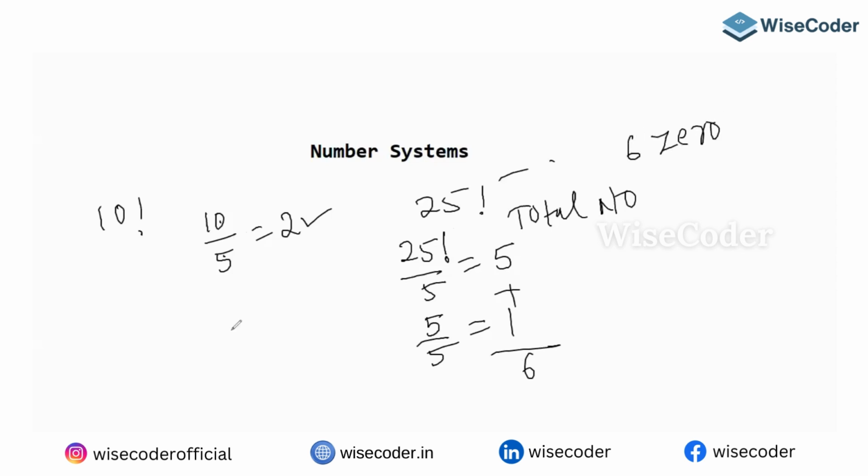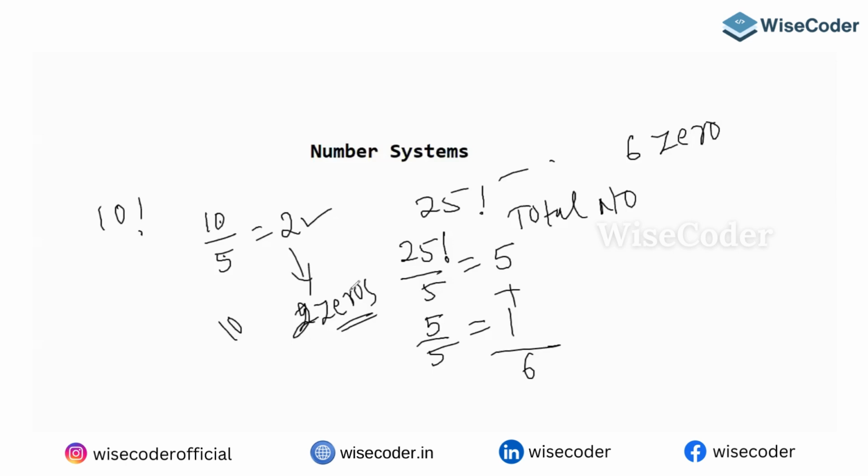At the end of 10 factorial, there are 2 zeros. Are you getting my point? So the whole point is this, friends. Whenever you want the number of zeros, you need to figure out the number of fives.